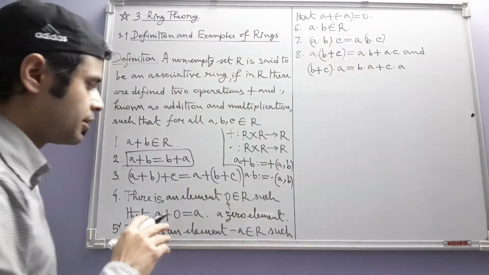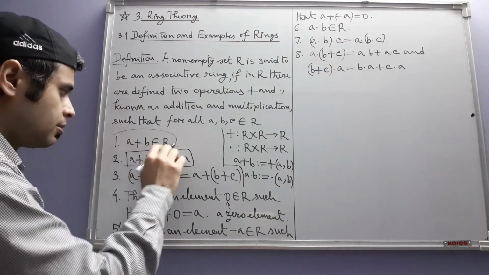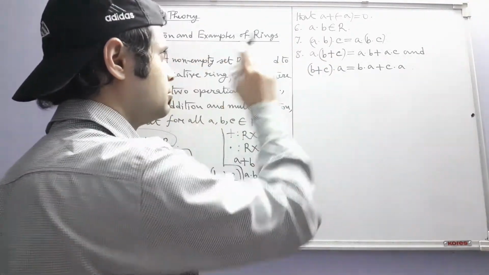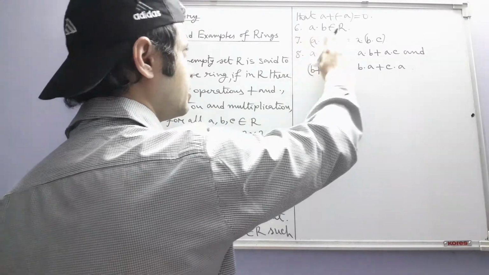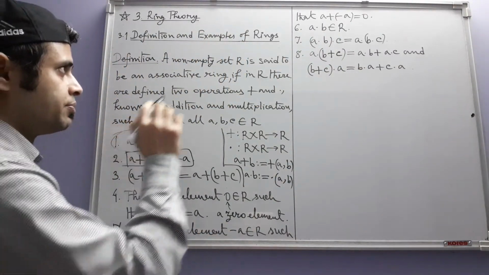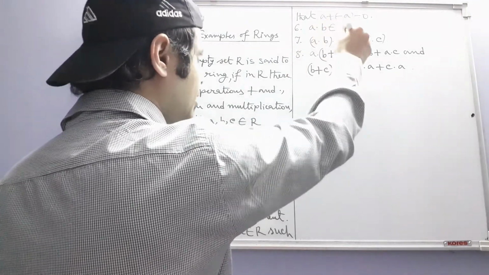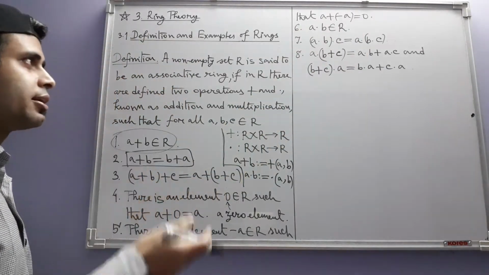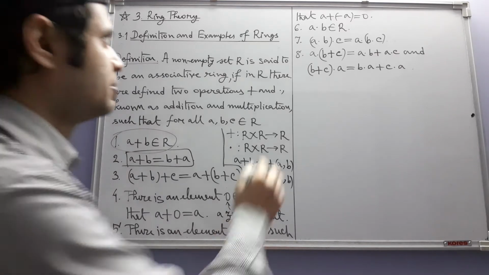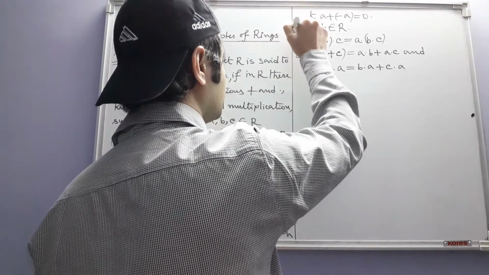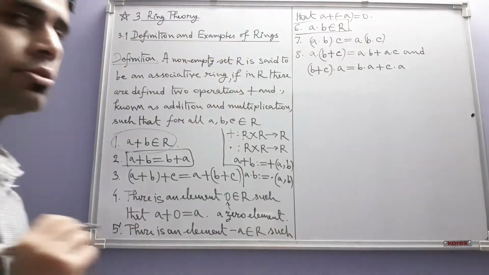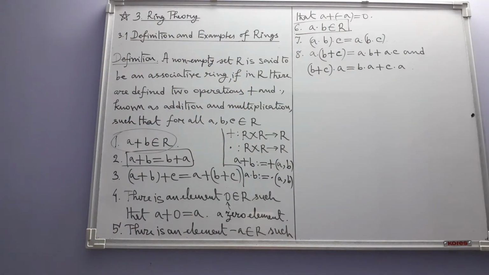Now the sixth axiom, just like this one: R is closed with respect to the second operation, multiplication. I am at a loss for words today. Please bear with me.